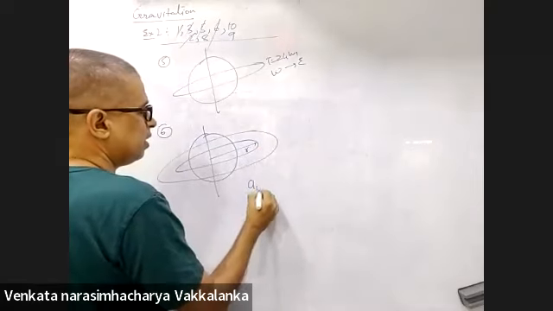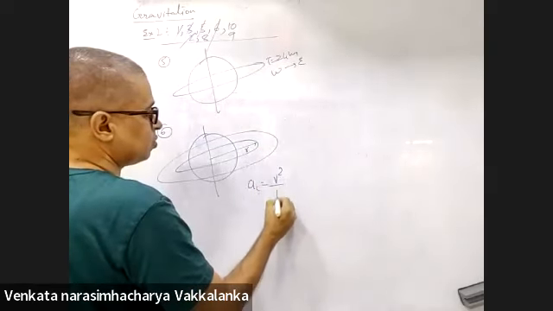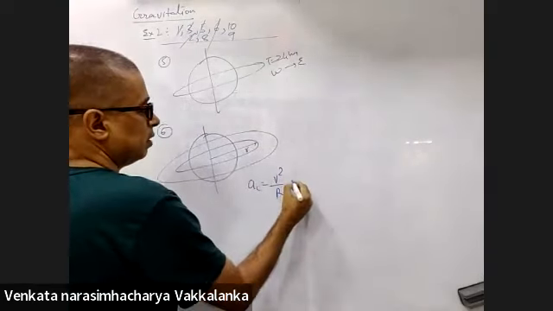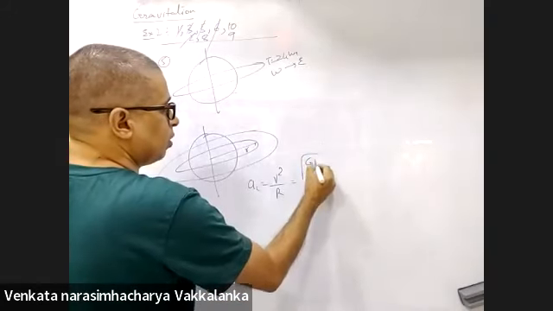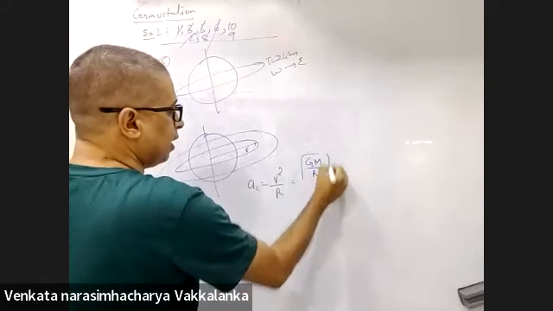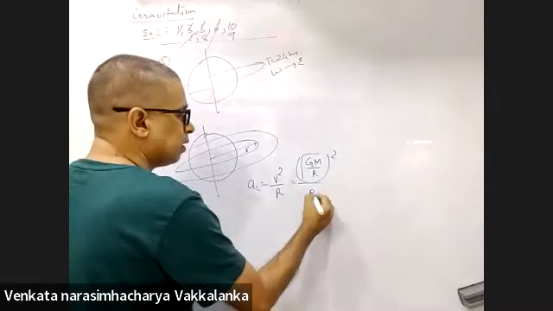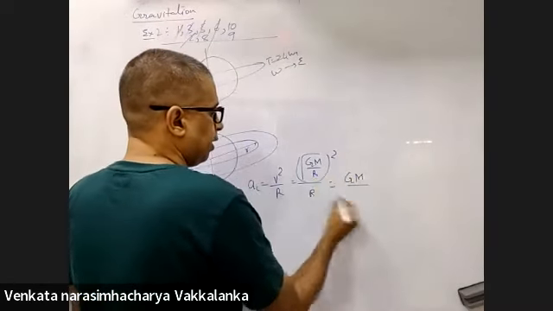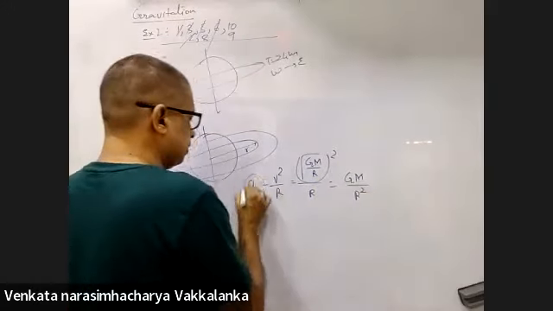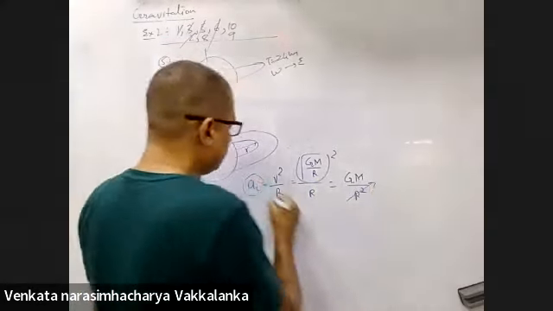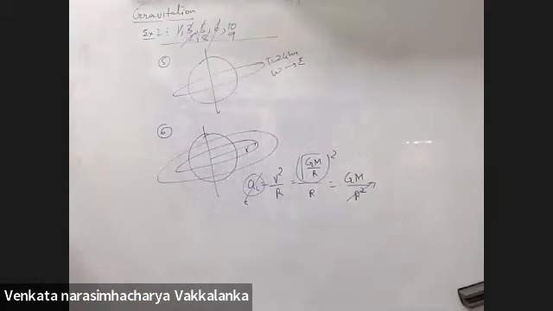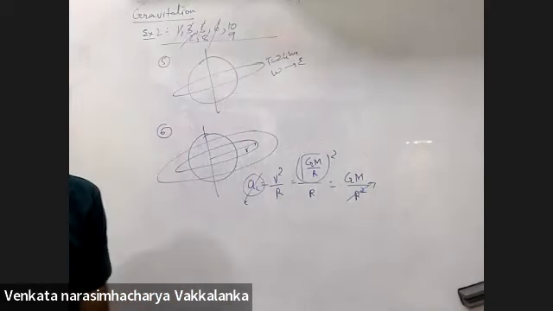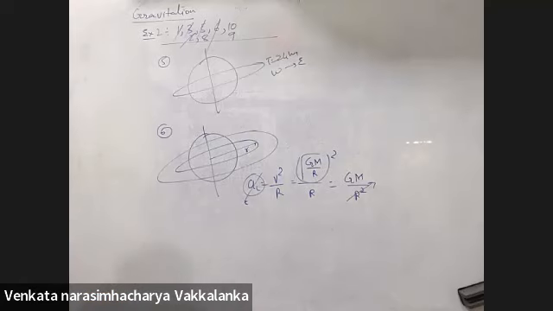Right? Centripetal acceleration is v square by r. V is root over of GM by r, whole square. So GM by r square. If r is increasing, centripetal acceleration is decreasing. Yes. So can you explain that?